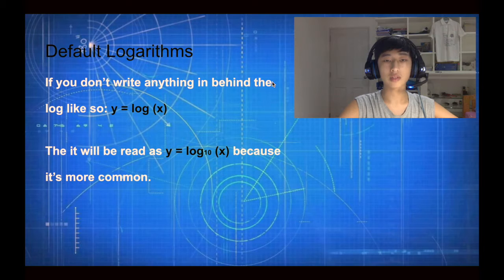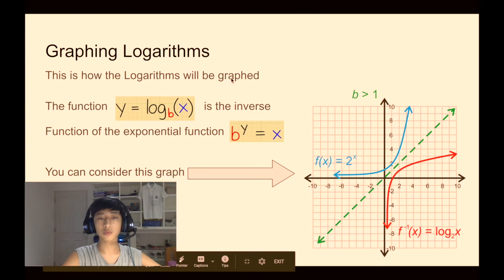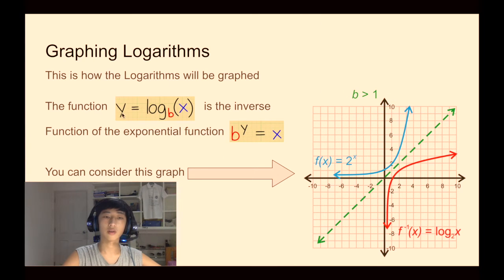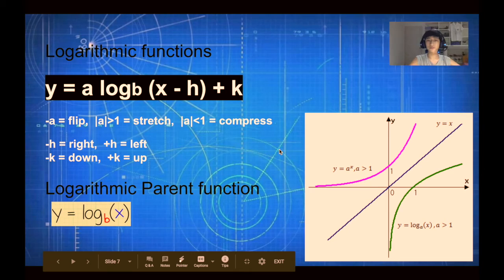And if you don't write anything behind the log, which is the default logarithm, as I call it, it's going to be read as log base 10. It's just how it works. This is how logarithms will be graphed. The function y equals log b of x is the inverse function of the exponential function b to the power of y equals x. This is the graph you can use.